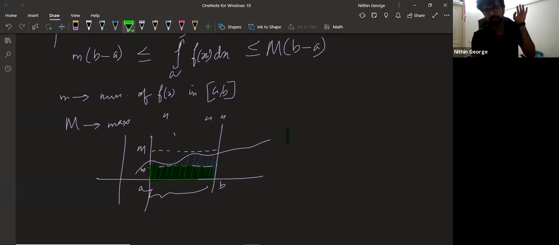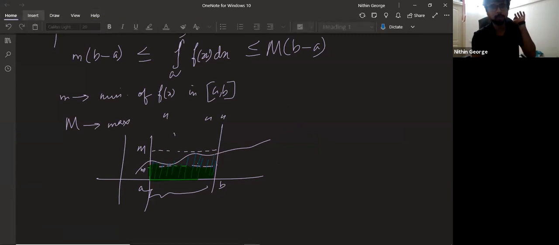Obviously, that function, integral f of x from a to b. So what am I even writing? Integral f of x from a to b will be greater. Now suppose you take the other function.